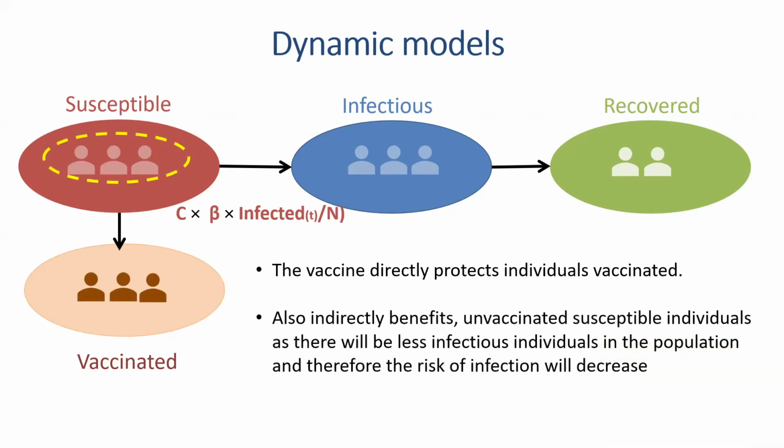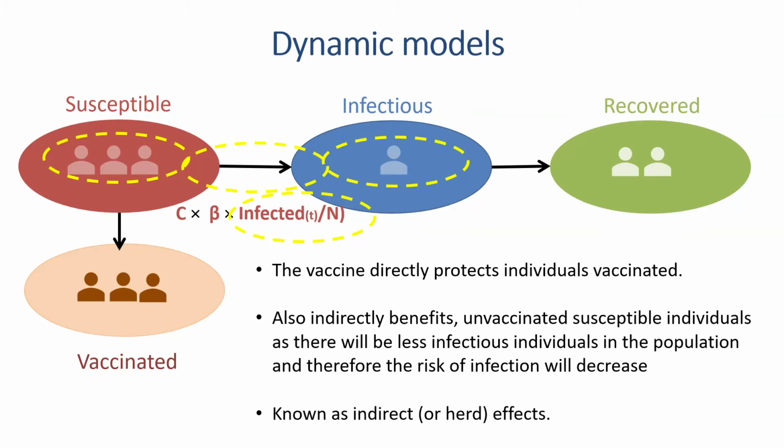However, it also indirectly benefits the unvaccinated susceptible individuals, because of the vaccination, there are going to be fewer infectious individuals in the population, and therefore there's going to be a lower proportion of the population that are infectious. So this is going to reduce the rate or risk of infection in the population, as someone that is susceptible, even if they're not vaccinated, will be less likely to meet someone that's infectious. These are known as indirect or herd effects. Those not directly treated or not directly vaccinated can still get a benefit from the intervention.